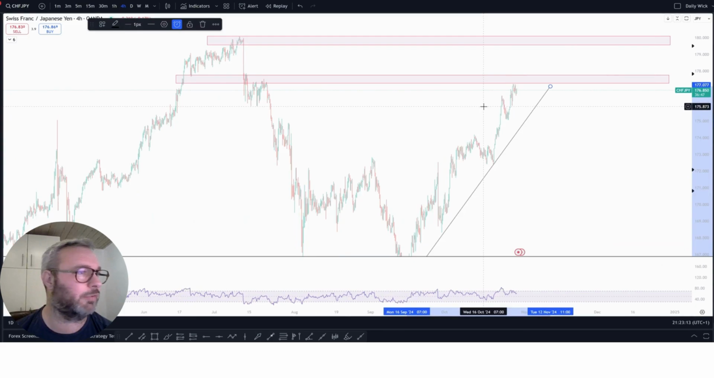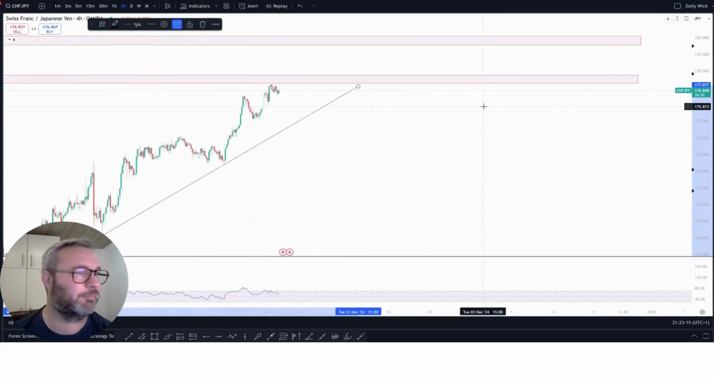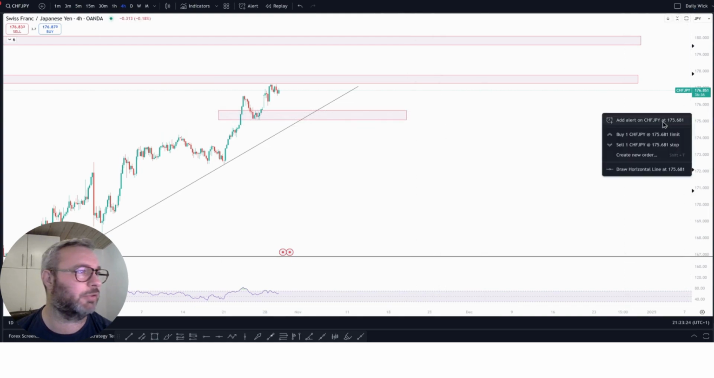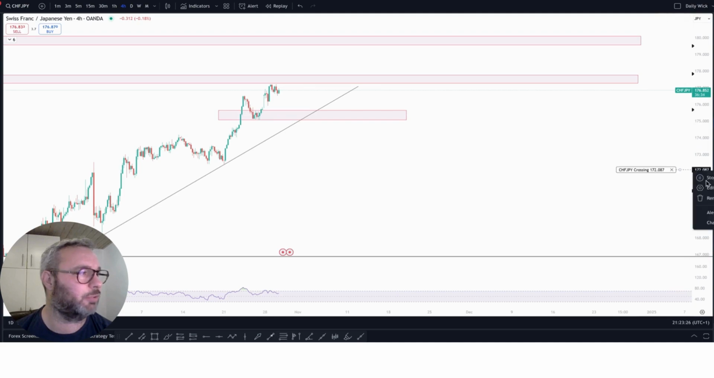See, where do we have a support level? Here. So this also gets an alert. I remove these two alerts here to clean up the chart.